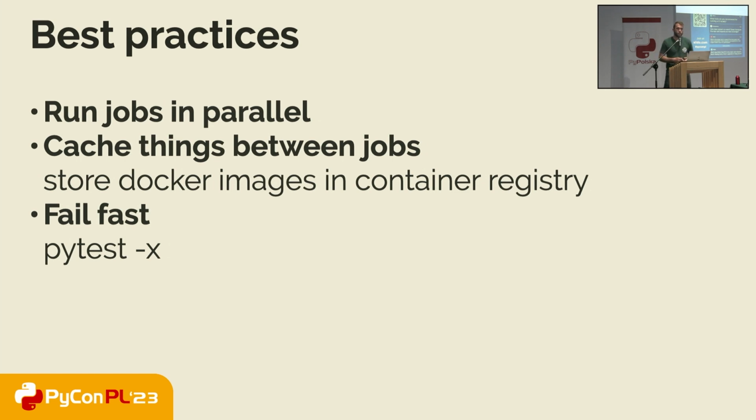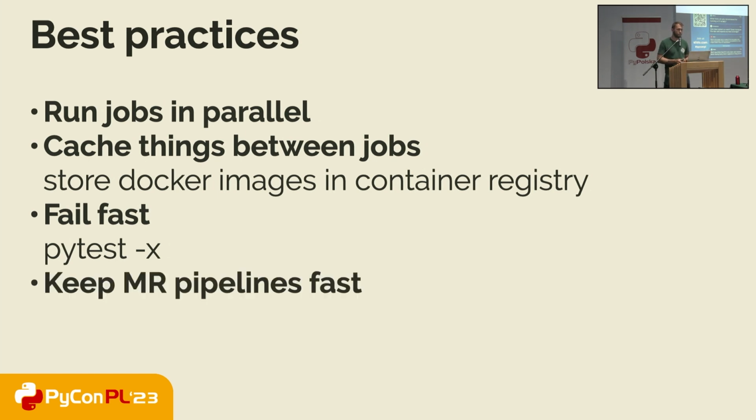For example, if your full test suite takes half an hour to finish and already the first test fails, then what's the point of waiting for the whole test suite to finish on the CI if you already know that you have to go and fix it locally? So you can run pytest -x and this will fail the pipeline after the first failed test.